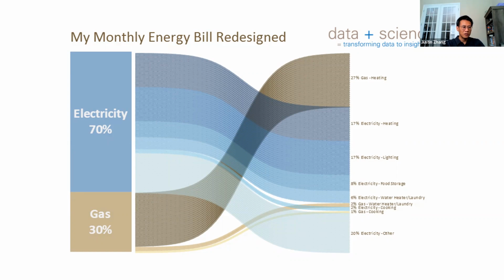So in this case, the Sankey chart starts with the total energy of electricity and gas, and then breaks down into ranked categories of the usage. We can see that 70% of the energy usage is electricity on the left-hand side. But it's not until we see the breakdown on the right-hand side that we can be clear that heating with gas and heating with electricity are the top two categories. 44% of the total usage is going to heating.